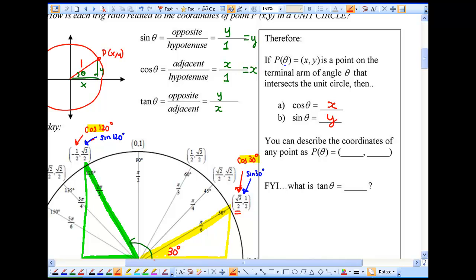So therefore, if I want to describe P of theta using, instead of x, comma, y, using the actual theta, or the angle, well, the x coordinate is just cosine theta, and the y coordinate is sine theta. Okay?